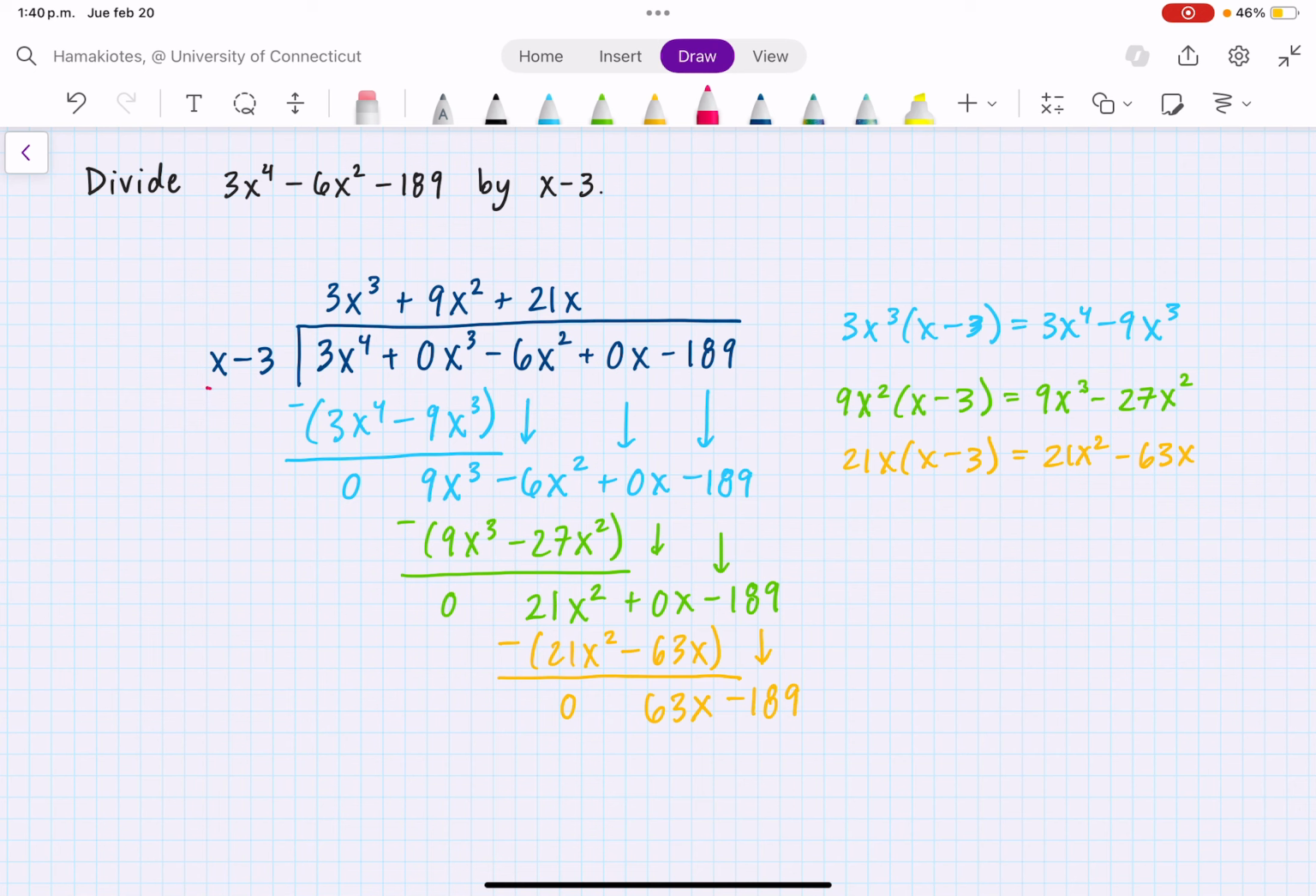Okay, now what do I need to multiply x by to get 63x? I can just multiply by 63. So 63 times x minus 3 equals 63x minus 189. So now we can subtract that.